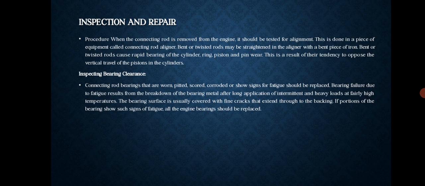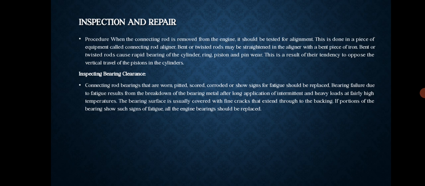Inspection and repair procedure. When the connecting rod is removed from the engine, it should be tested for alignment. This is done in a piece of equipment called a connecting rod aligner. Bent or twisted rods may be straightened in the aligner with a bent piece of iron. Bent or twisted rods cause rapid wearing of cylinder, ring, piston, and pin wear.